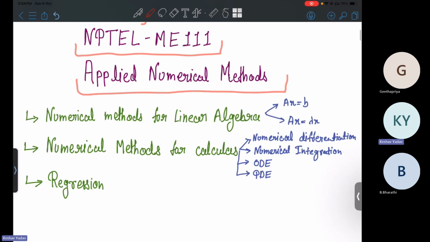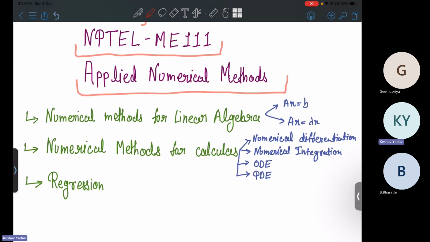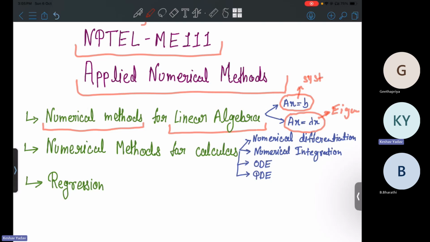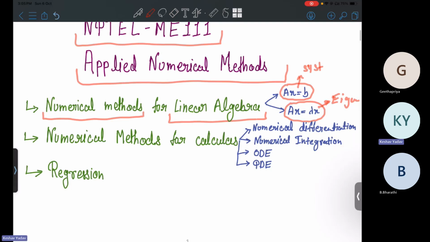So let us start now. Till now, what we have covered in this course is numerical methods for linear algebra. There we have seen two types of problem. One was Ax equal to b type of problem, and the second one was Ax equal to lambda x type of problem. This is the system of linear equations, and this is the eigenvalue problem. So we have seen the numerical methods that can be used to solve a system of linear equations and to find the eigenvalues and eigenvectors of a square matrix.